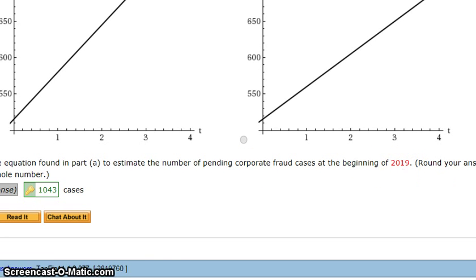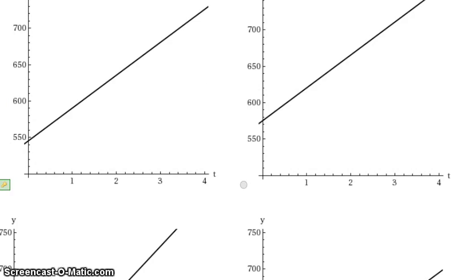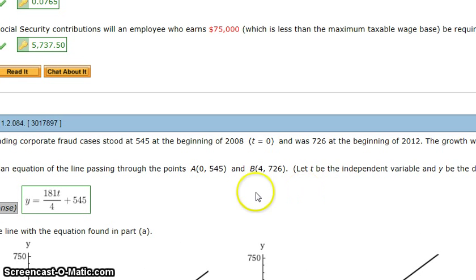So how many years after our start is 2019? So 2008 was the beginning. So 2019 is 11 years after that. So 11 years have gone by. Time is 11 in 2019. So if you plug in 11 into the formula you come up with in part A, it'll give you the projected fraud cases for 11 years out, which is 2019.